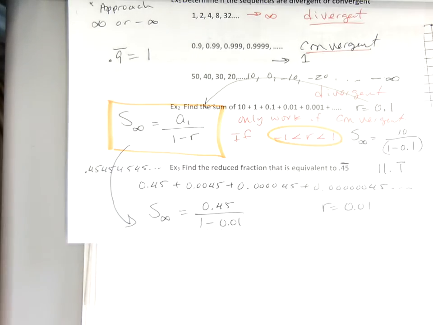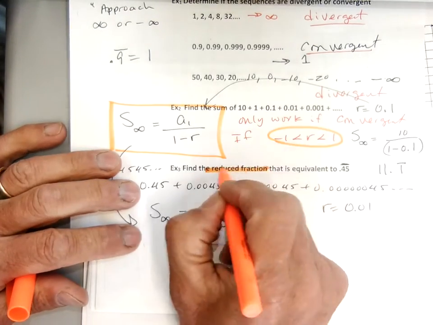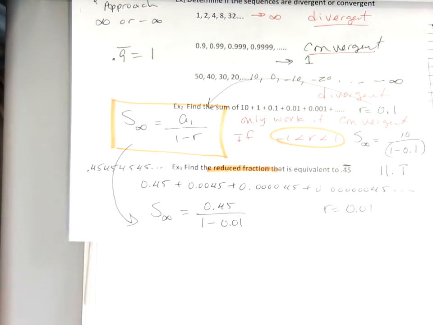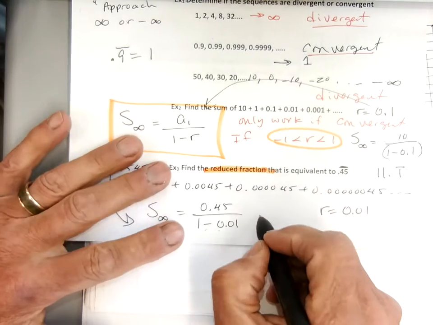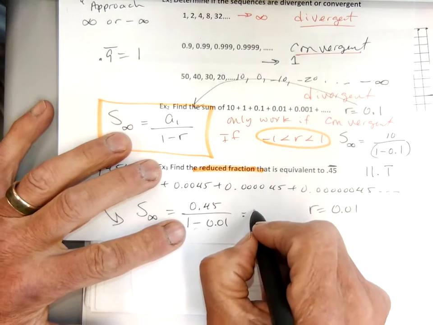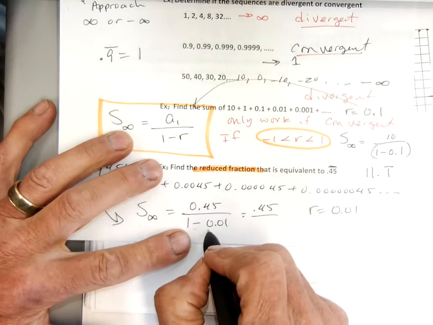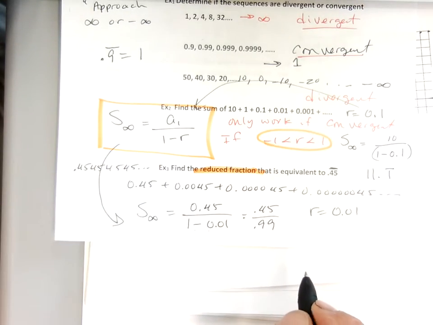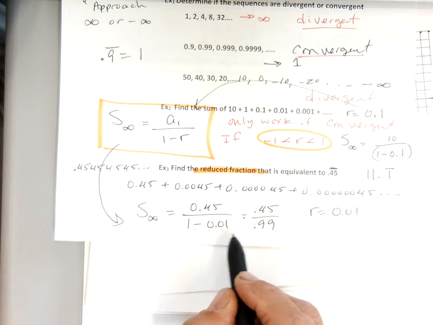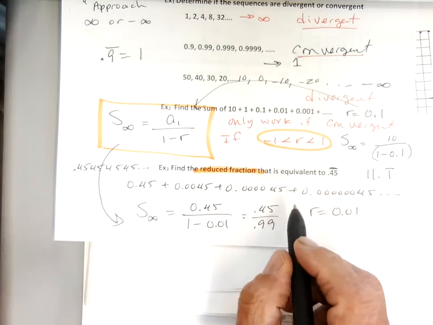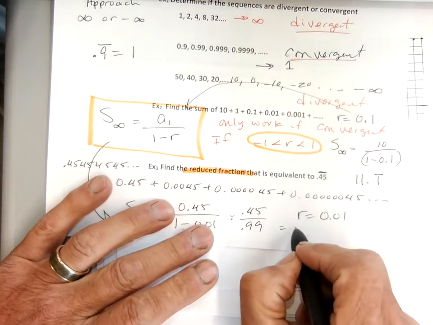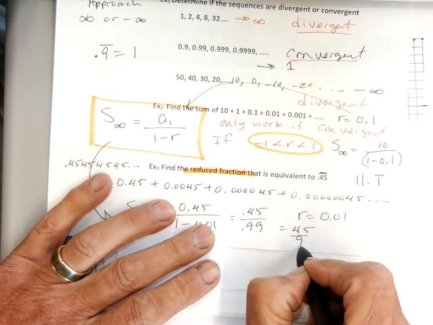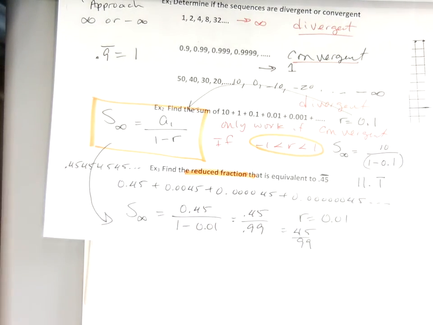All right, my goal, to go back, is I want to find a fraction, a reduced fraction. So if I make this 0.45 over 0.99, right? Because 1 minus 0.01 is 0.99. And then if I move both decimals over, I've got 45/99. Really is.